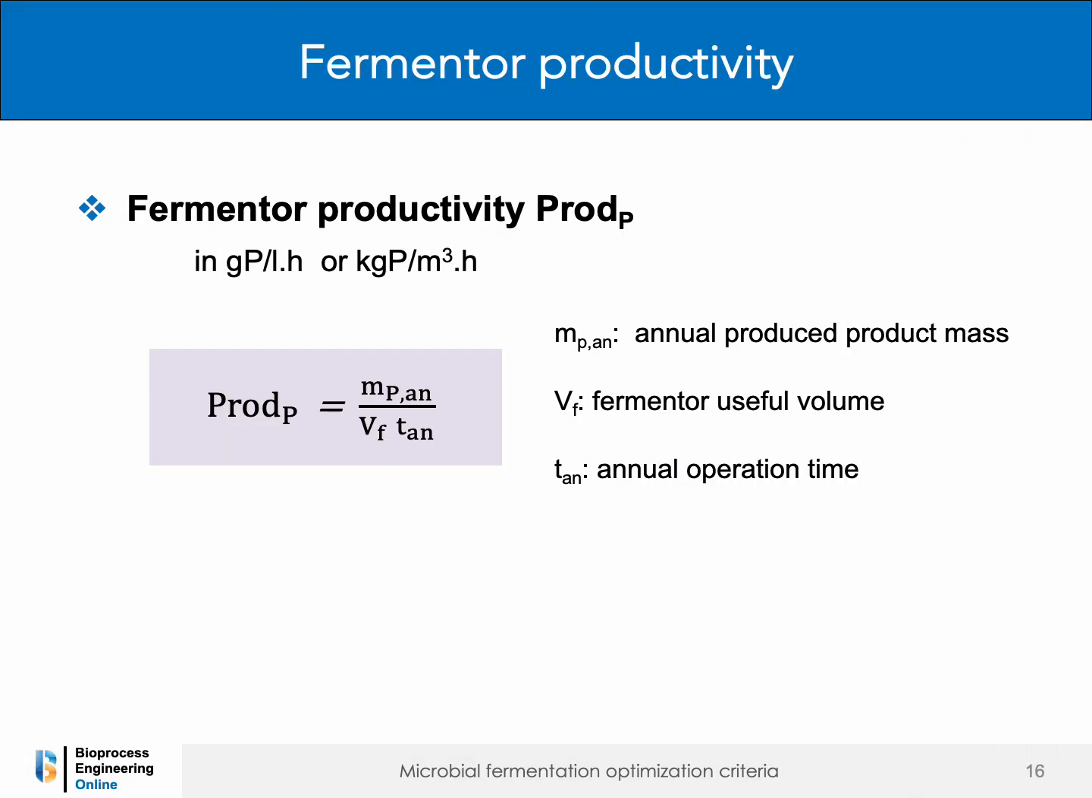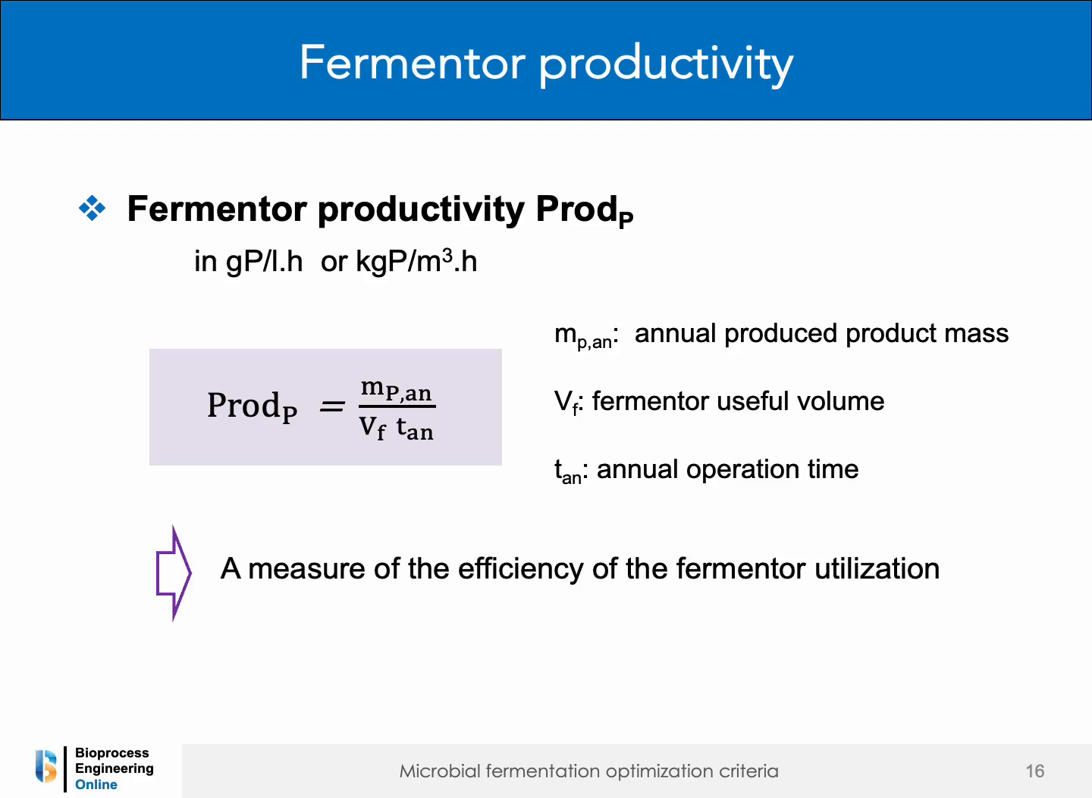The main technical criterion is the fermenter productivity, denoted ProdP, and typically expressed in gram P per liter an hour or kilogram P per cubic meter an hour. For a year-round fermentation process, productivity is calculated by dividing the annual mass of product, MPN, by the fermenter's useful volume, VF, and the annual operating time, TN.